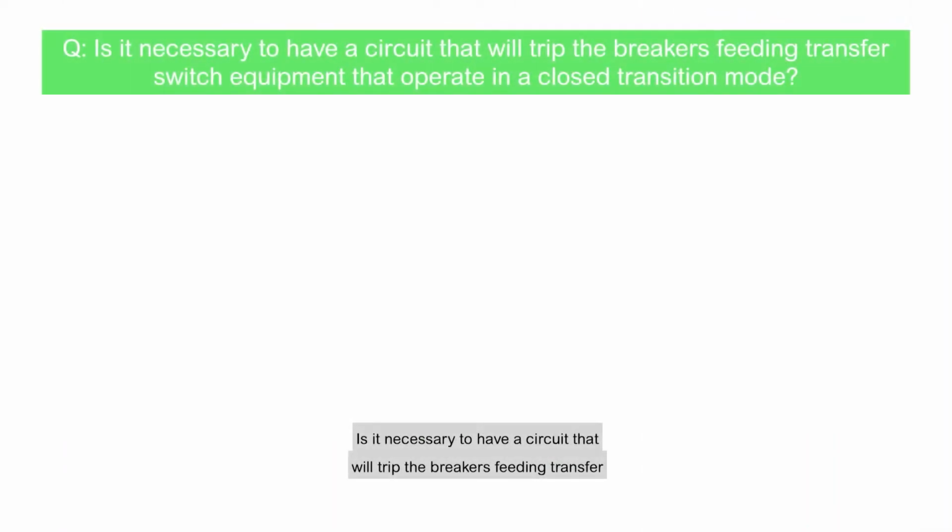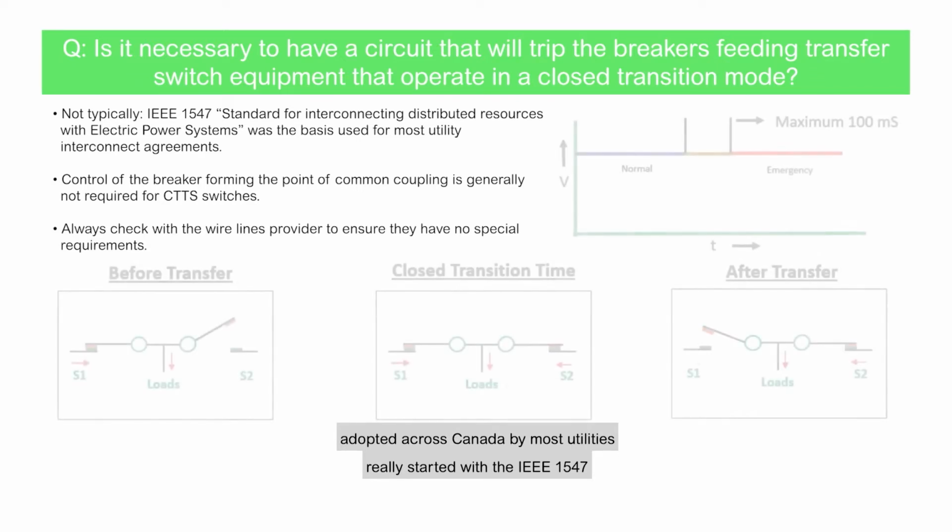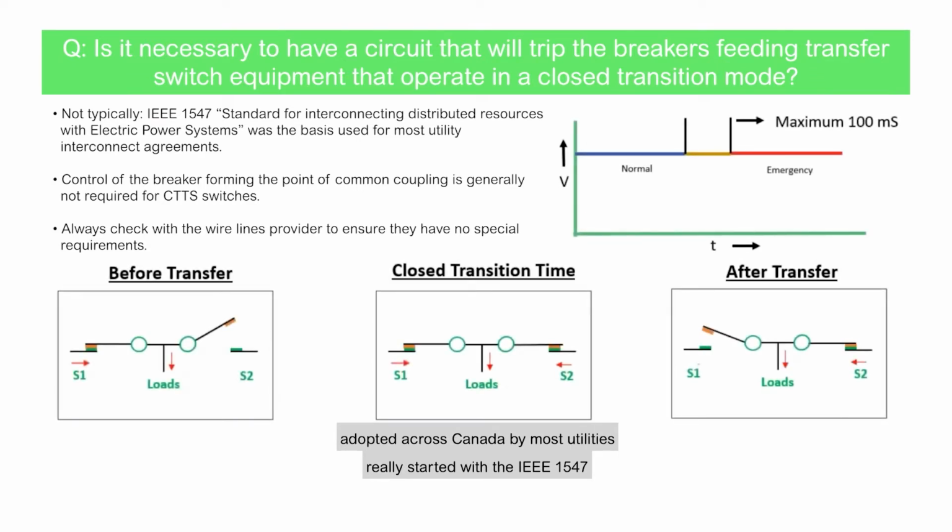Is it necessary to have a circuit that will trip the breakers feeding transfer switch equipment that operate in a closed transition mode? From a Canadian standpoint, the standards that have pretty much been adopted across Canada by most utilities really started with the IEEE 1547 standard, which is the seed document.